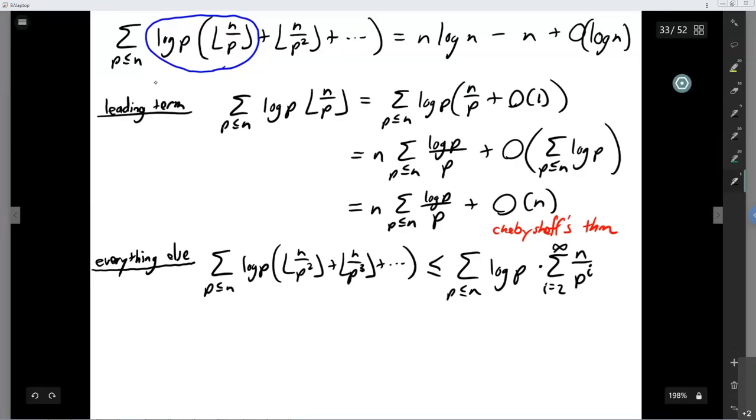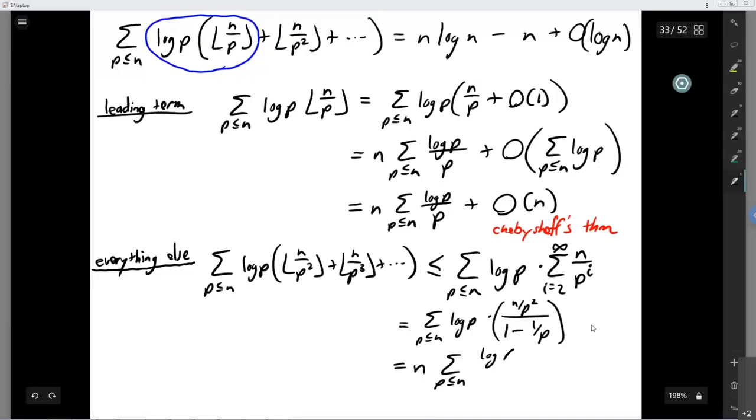Well, that's a geometric sum, right? Starting from i equals 2. If you use the geometric sum formula, you get n over p squared divided by 1 minus 1 over p. And if we multiply this all out, I'll pull the n to the outside. Sum over p less than or equal to n of log p divided by p minus 1. That's what happens when I simplify all those fractions. Okay. So what's so useful about that?